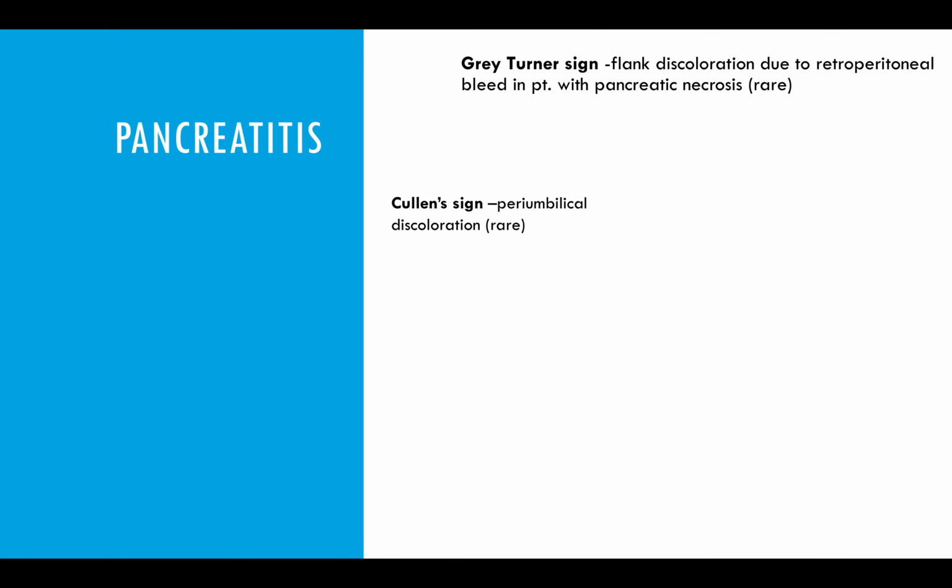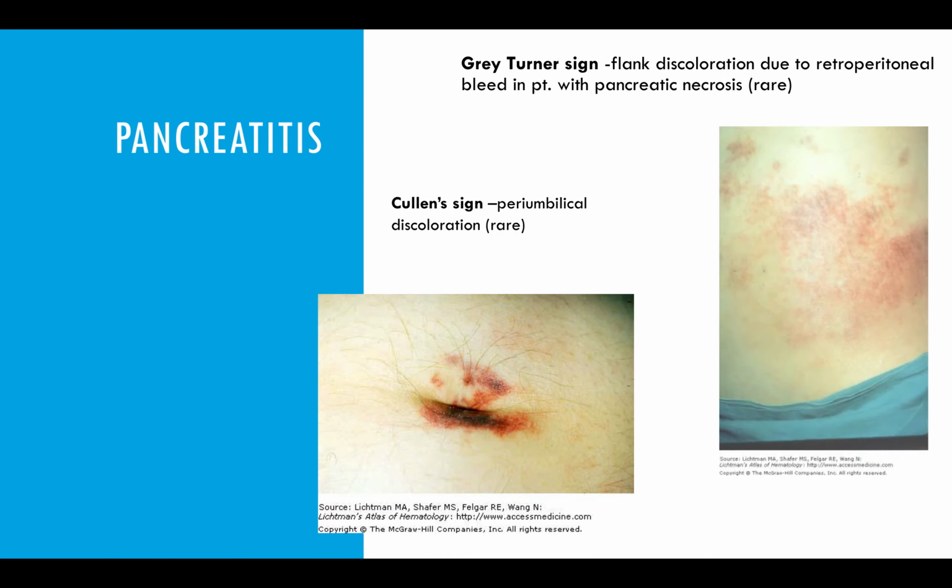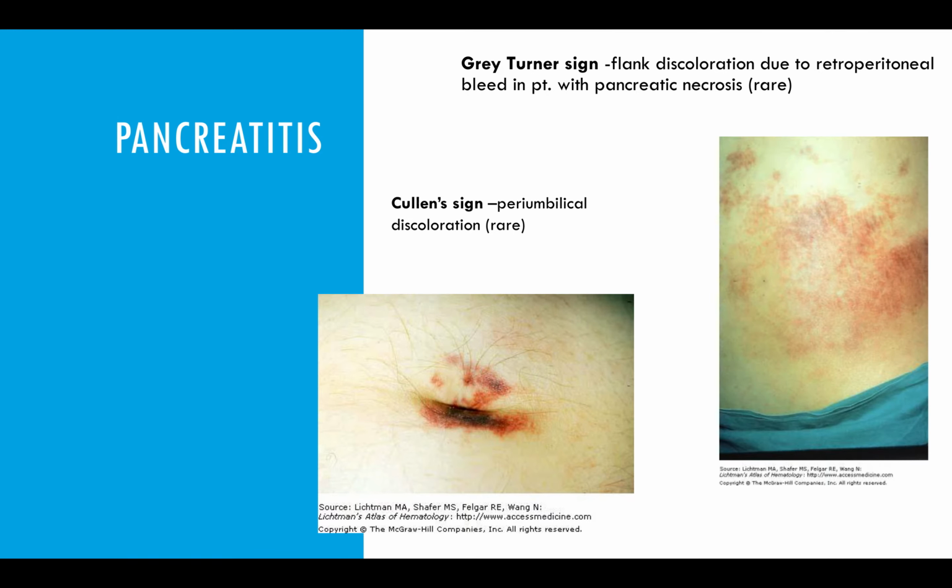And there's a couple of signs here that are very uncommon. To be honest, I've never ever seen it, but things to know about. So your Cullen sign is you get a periumbilical discoloration, and then your Grey Turner's is flank discoloration, which is due to a retroperitoneal bleed, and that's often with necrotic or necrosing pancreatitis, which is not super common, but it can happen, and those patients get really, really sick, and they spend absolutely months and months and months in ICU.